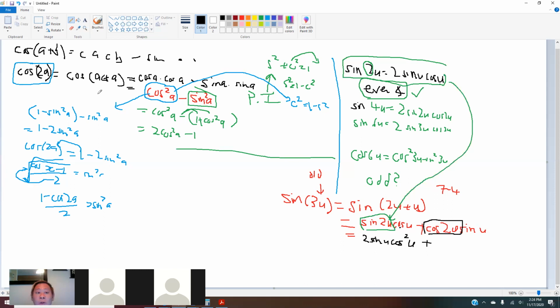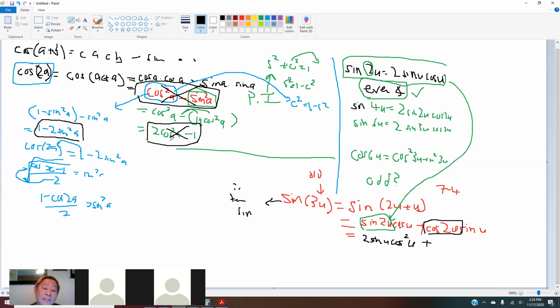But this formula, as you know, has 3 choices, right? You can either use this, you can use this, or you can use this. You have 3 choices. What we're going to do here is, because I start with sine, I want everything in terms of sine. So I'm not picking this because you have both. I'm not picking that because this is in terms of cosine. So I'm going to use him. So this cosine 2u will be replaced by him. So what I have in this case is 1 minus 2 sine square u times sine u.